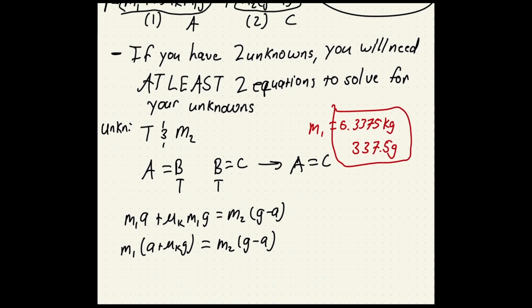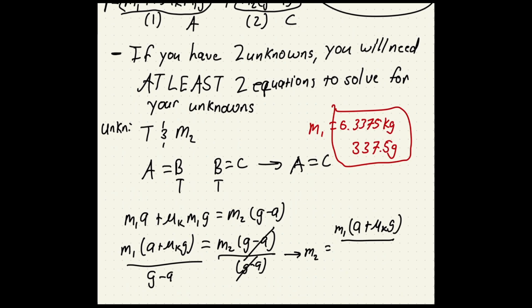Well, we divide both sides of this equation by g minus a. G minus a's cancel, and what I get is my mass 2 is equal to m1 times a plus mu k times g, divided by g minus a. We know g is 10 and a is 2, and so on the bottom we get an 8. On the top we'd have 0.3, the mass of mass 1, times a plus mu k times g, and that ends up being like 9.